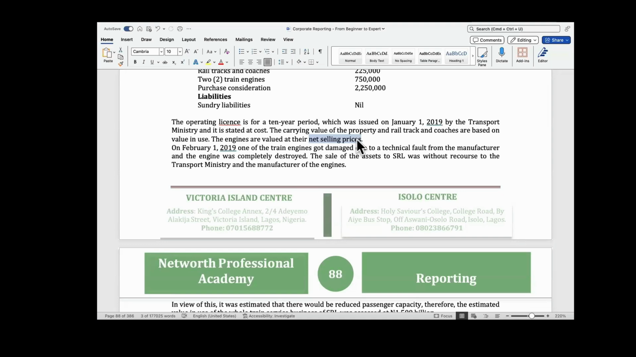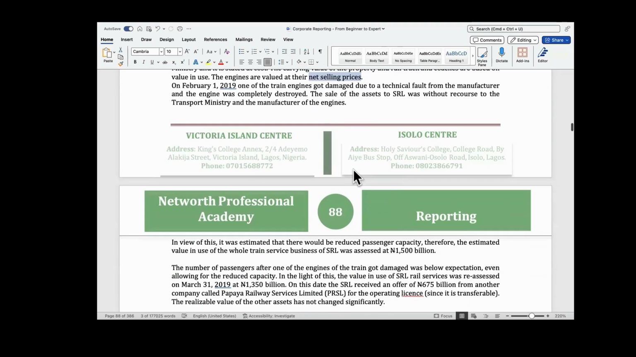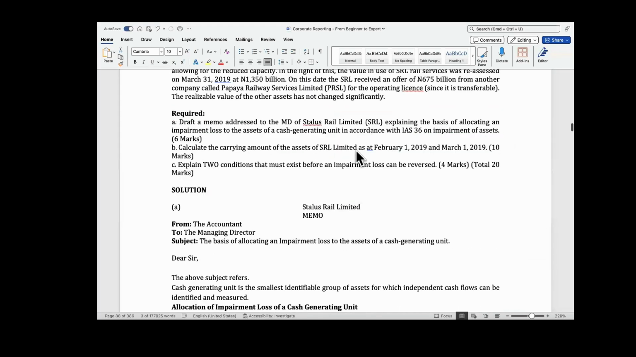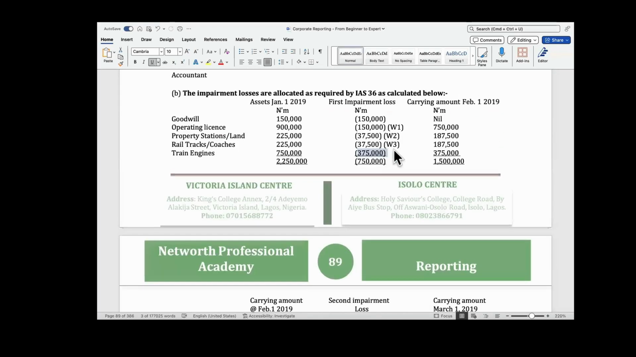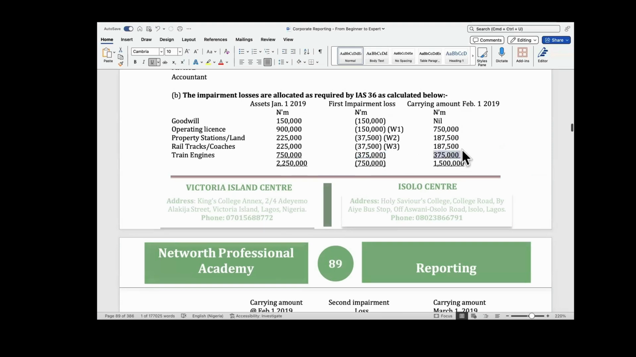So if the question tells us that one of those assets is already at its recoverable amount, there's no point impairing it. The only reason we allocated this entire 375 to one of the train engines is because it was damaged. So the remaining one that was not damaged, you don't touch it, because it has its selling price. It already has it at its recoverable amount. So it is where we want it to be, and that's why this 375 remains. Okay, so I needed to clarify that.